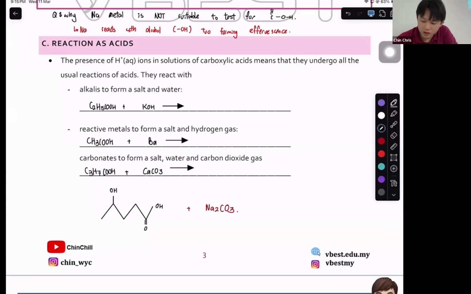All right, guys, the first one, what's going to turn into? C2H5COOK plus H2O, correct or not? Second one, (COO)2Ba plus hydrogen gas. Put the 2 to balance it. Done.